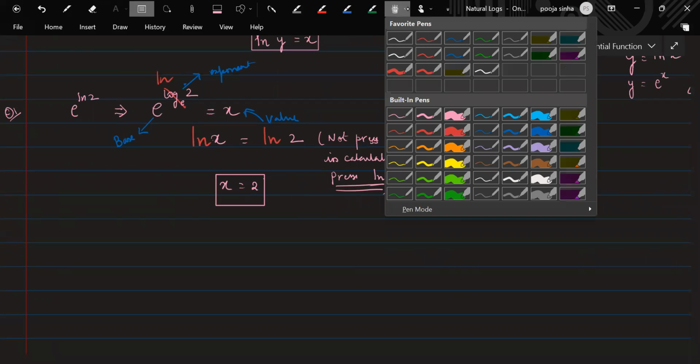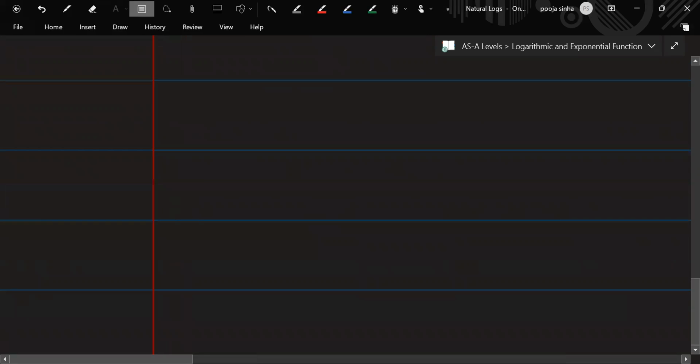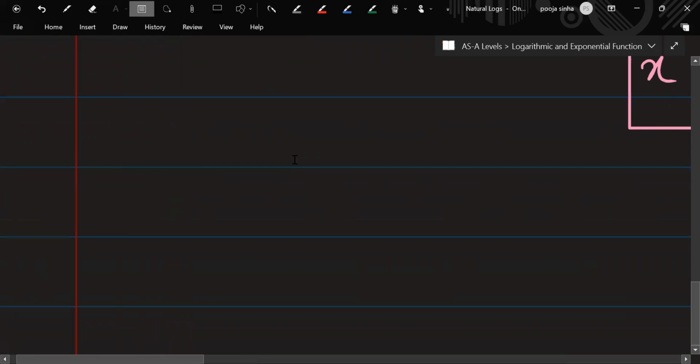So the method is the same. No difference at all, just that the base is different. That's all. Next question. e raised to power 1/2 ln 9. What is the base?